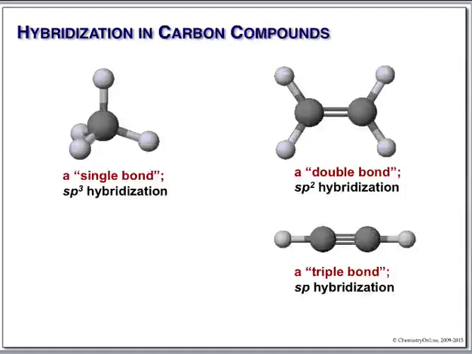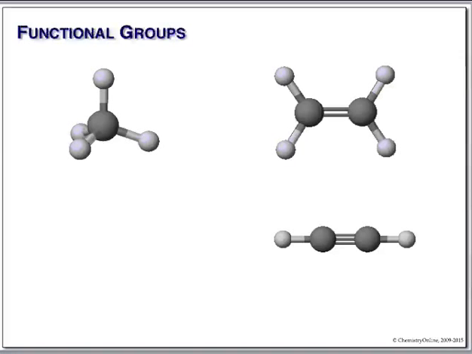So, to summarize, for carbon, we have three ways we can hybridize. We can form single bonds, that's sp cubed hybridization, four equivalent bonds, tetrahedral geometry. A double bond, no rotation, sp squared hybridization. And a triple bond, sp hybridization, linear geometry, two pi bonds, one sigma.